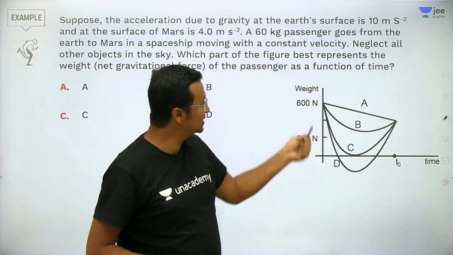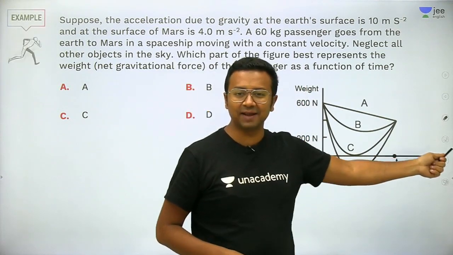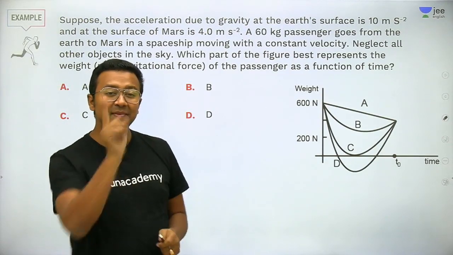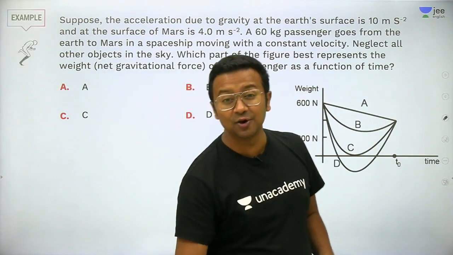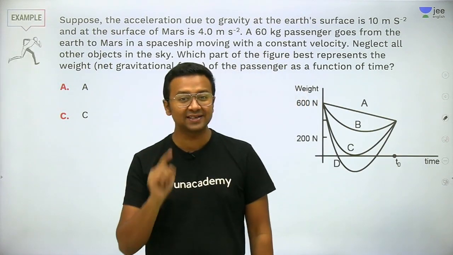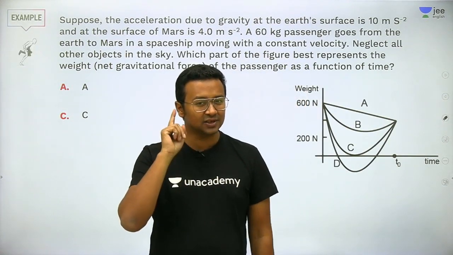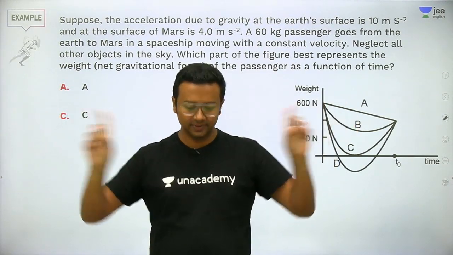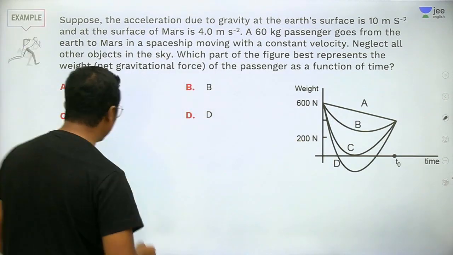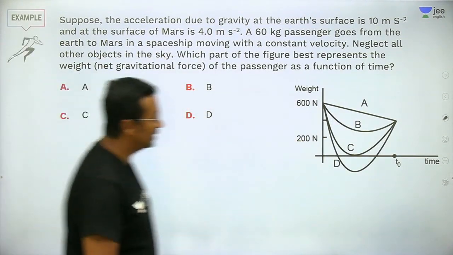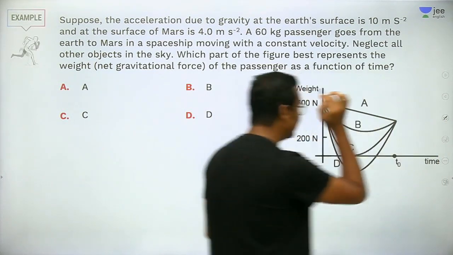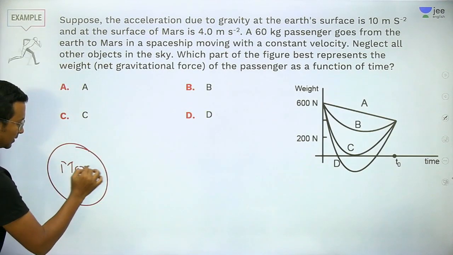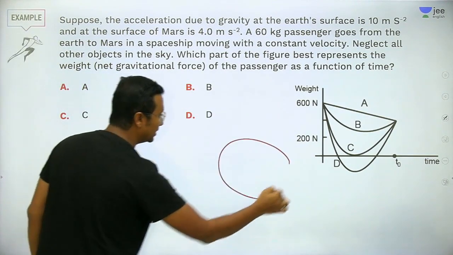His weight is being plotted against time. So which one of these curves, A, B, C, D, will be the correct answer? I want you people to think about it, at least for the next 30 seconds. Just think about it, if a person is traveling from Mars to Earth, let me draw it for you, that's better, isn't it? So let's say this is my Mars and this is Earth.